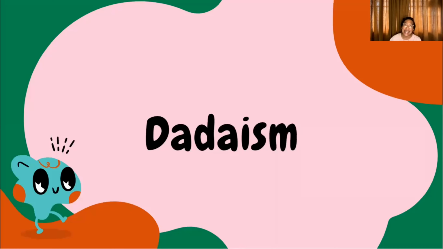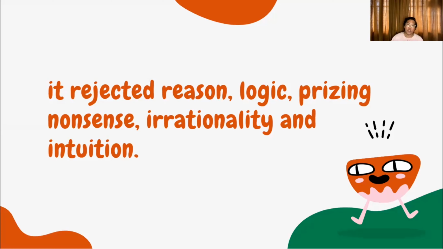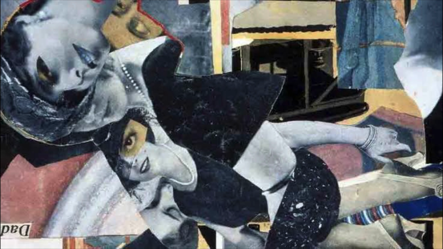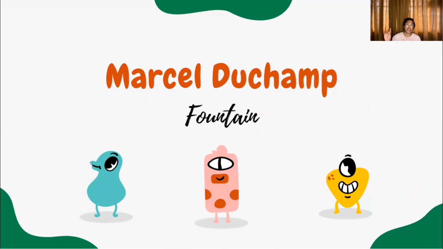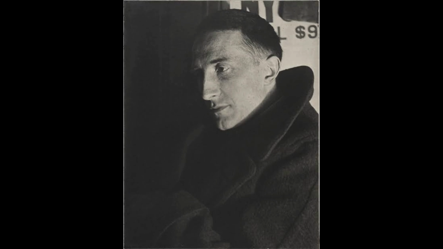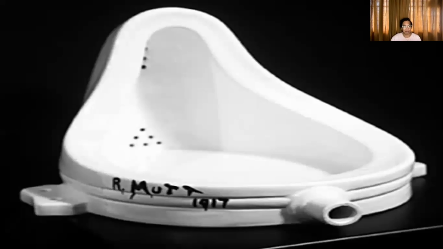Let's have the next art movement. This is Dadaism. So it rejected reason, logic, pricing, nonsense, irrationality, and intuition. So it was a style characterized by dream fantasies, memory images, and visual tricks and surprises. Okay, so the first artist under Dadaism is Marcel Duchamp, and this is an example of his work. This is entitled Fountain. This is actually a painting class.